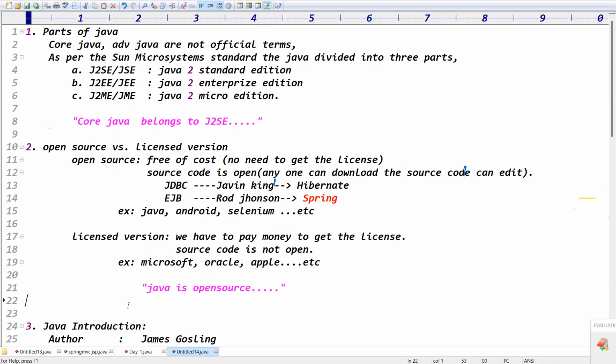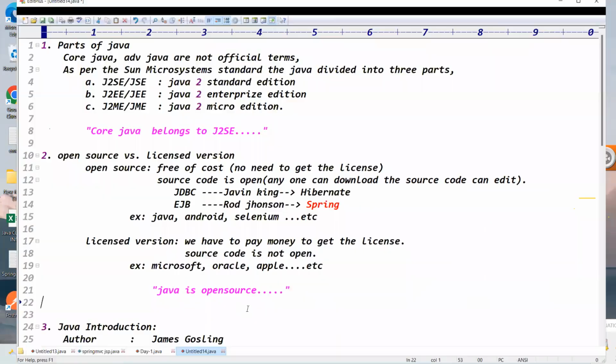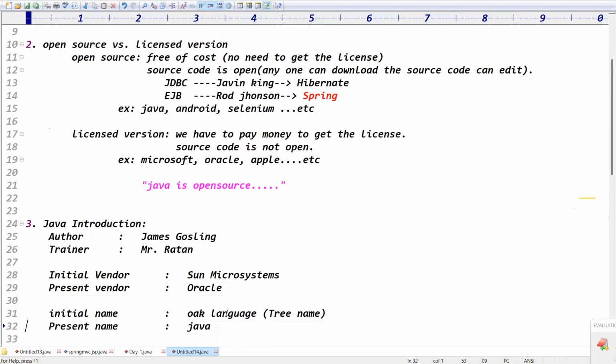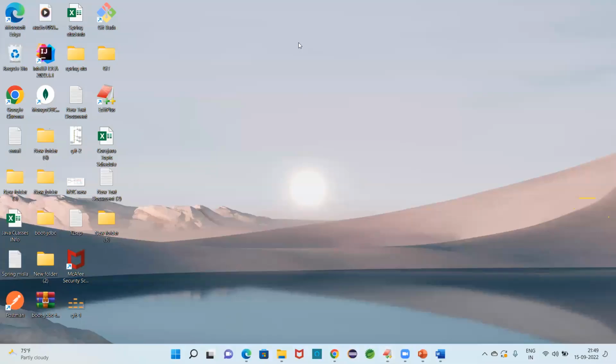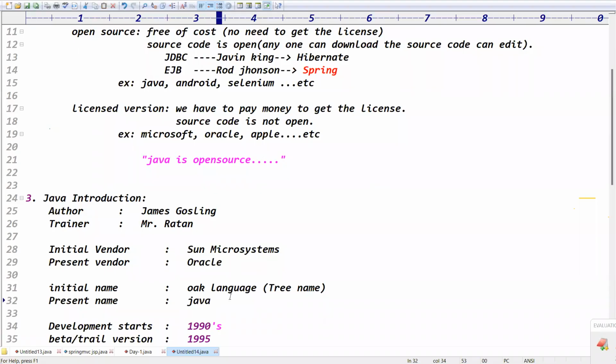Tell me, guys, who is the author of Java? Everyone, please respond. James Gosling. Who is the trainer of Java? Mr. Ratan. What is the initial name of Java? Oak language. Later it is renamed to what? Java, right? Present name is Java.